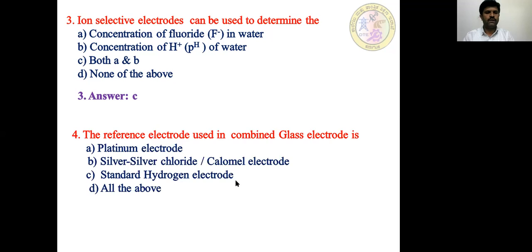Question number 4. The reference electrode used in combined glass electrode is option A, platinum electrode, option B, silver chloride or calomel electrode, option C, standard hydrogen electrode, option D, all the above. The reference electrode used in combined glass electrode is silver chloride electrode, or we can use calomel electrode also. Hence, the right answer is option B.